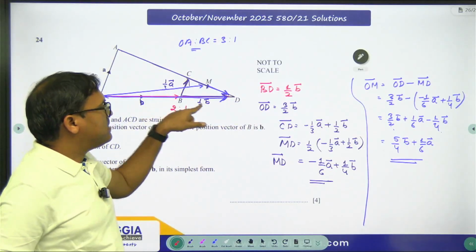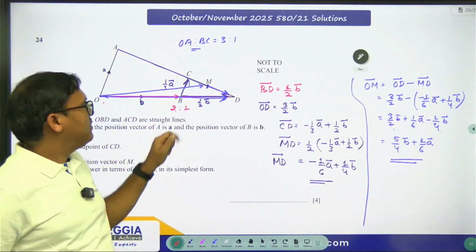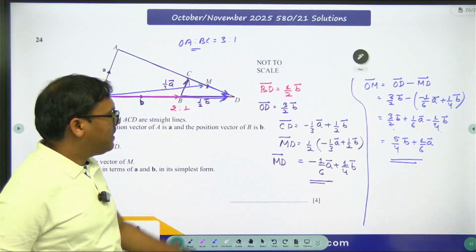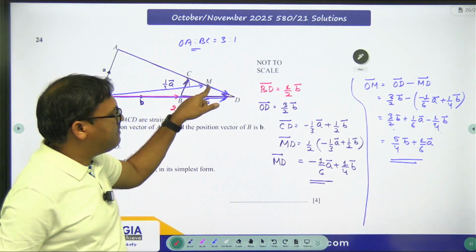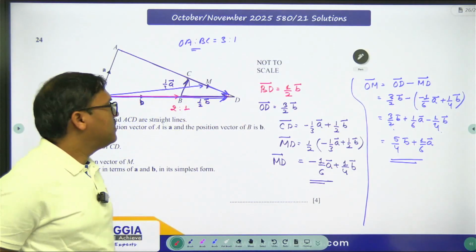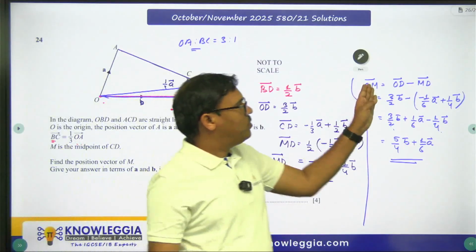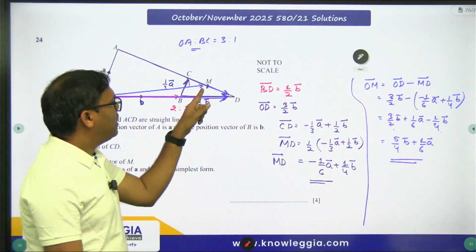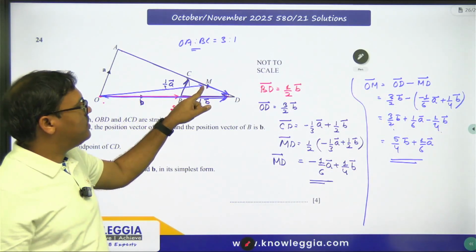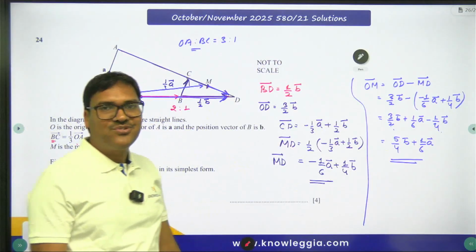Now, using this, we can see in this triangle, we can find the CD vector because we know the BC vector. This is given in the question. So using this, I found the CD vector. Now using the CD vector, M is the midpoint, so half of this will be equal to the MD vector. So we got the MD vector. Now in this triangle, I have taken OM vector, MD vector, and OD vector. OM vector is OD minus MD. Now substituting the values, we'll get the answer. So this is how we can solve this question.